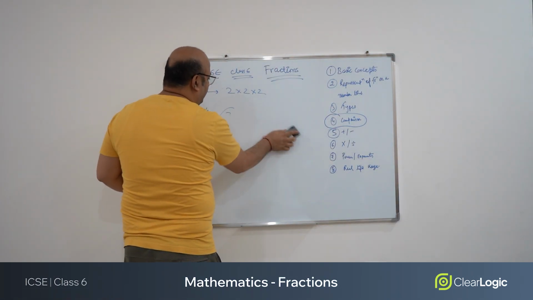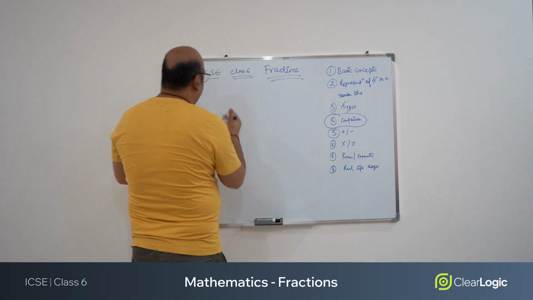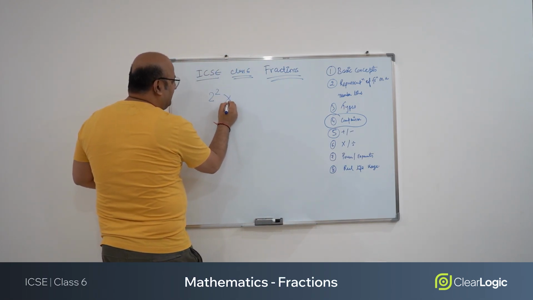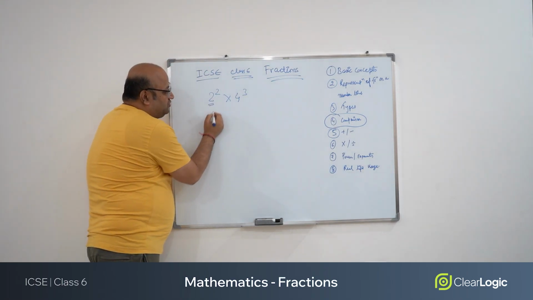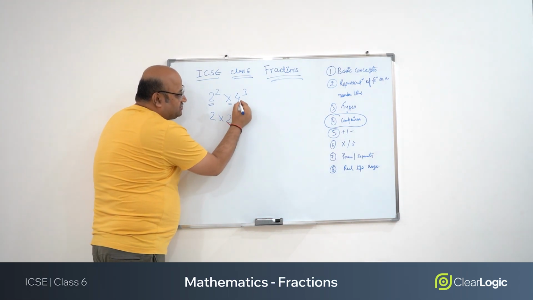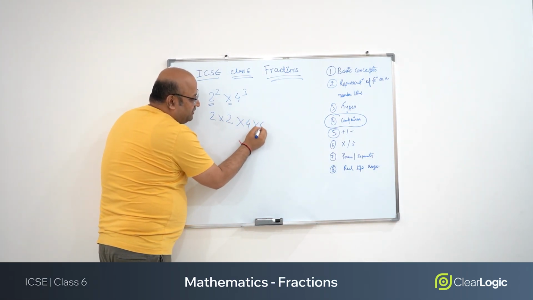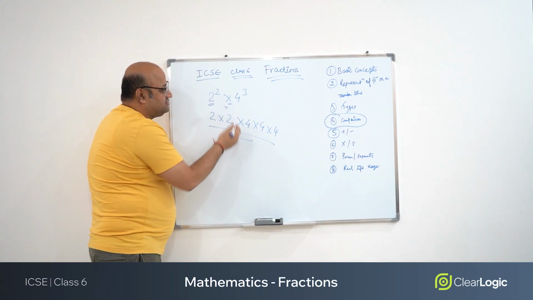And if you have multiple powers in one equation, for example, 2 raised to power 2 multiplied by 4 raised to power 3, how will you write it? Very simple: 2 raised to 2 is 2 multiplied by 2, keeping the multiplication sign the same, and 4 power 3 is 4 into 4 into 4. You just simplify this and you'll get the answer.